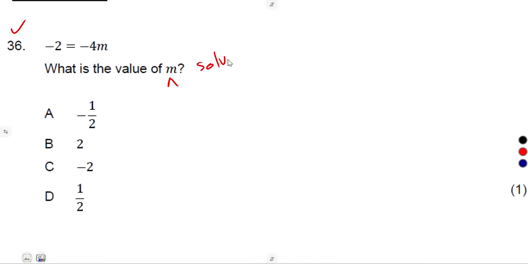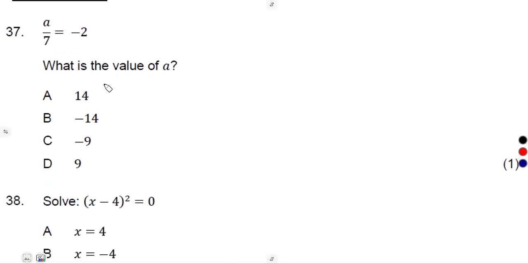It is simply solve for M. Guys, just divide there. -4, -4. That's it. So M is equal to what? Negative, negative cancel. 2 over 4 is what? 1 over 2. So the best answer was going to be D.